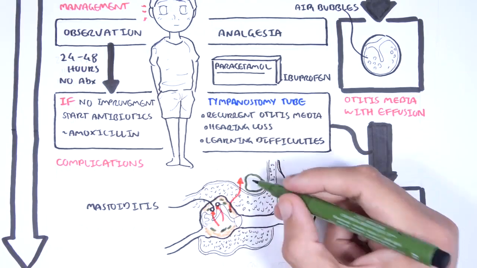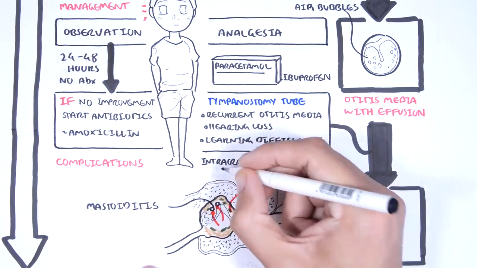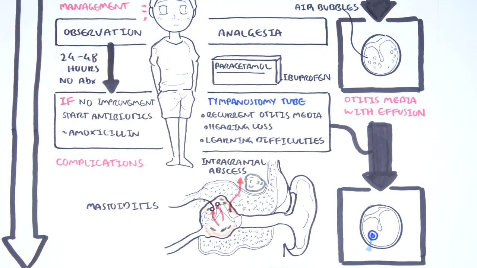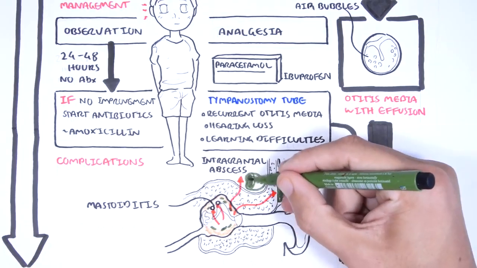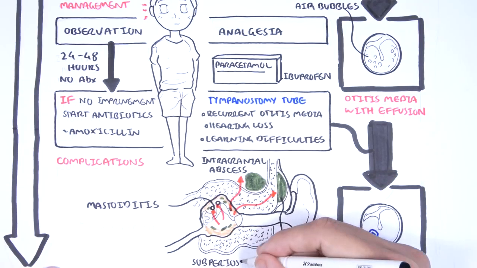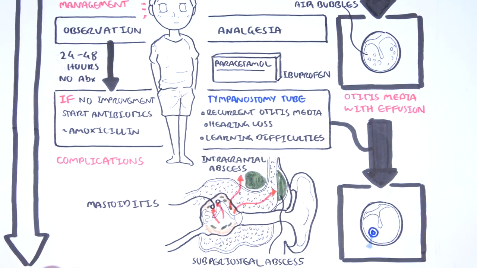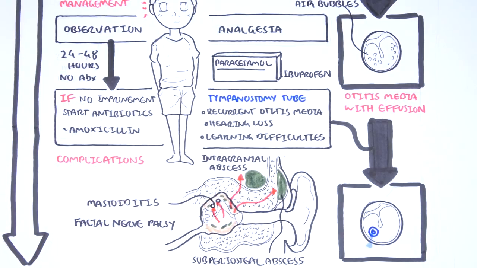Other complications of acute otitis media can include intracranial abscesses, including subdural abscess and subarachnoid abscess. There can also be subperiosteal abscesses. Facial nerve palsy can also be a complication, as well as labyrinthitis. A more comprehensive video on the complications of acute otitis media and mastoiditis will be available.